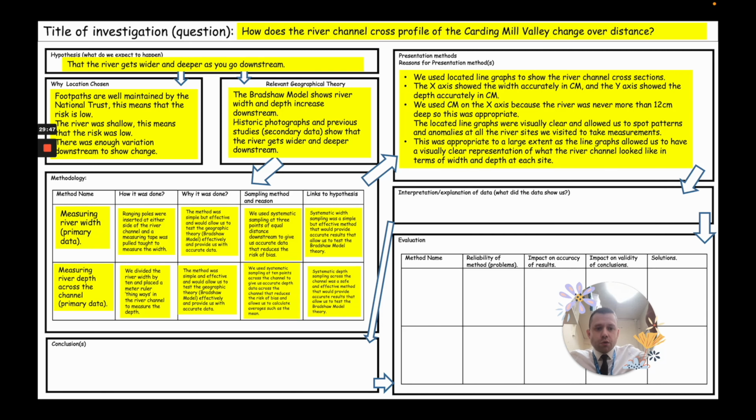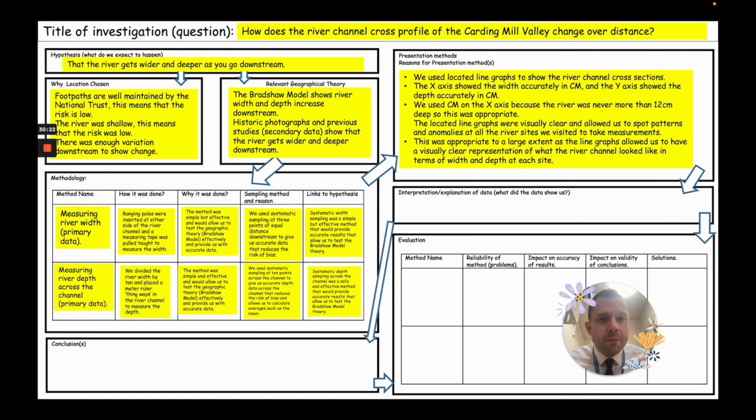Now this would have two y-axes to make it easier to read, okay, because you are doing a cross section. And because the data is continuous, that's why a line graph is appropriate. All right. Now we use centimeters on the y-axis because the river was never more than 12 centimeters deep, so it was appropriate. Okay. I put x-axis there, but I meant y-axis. But again, you could say we used meters on the x-axis because of that.